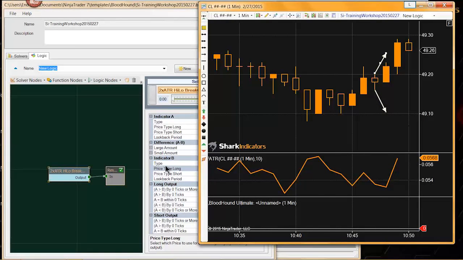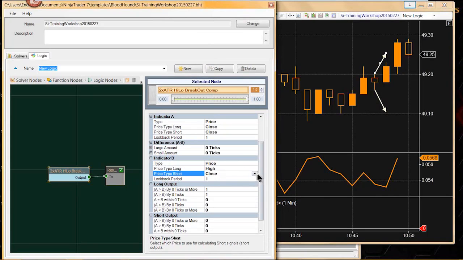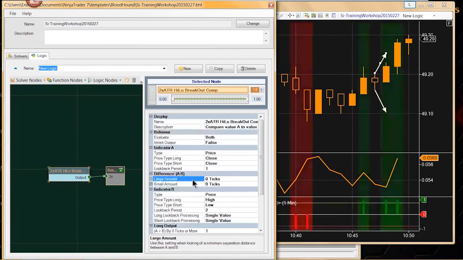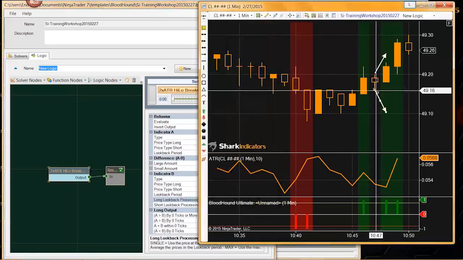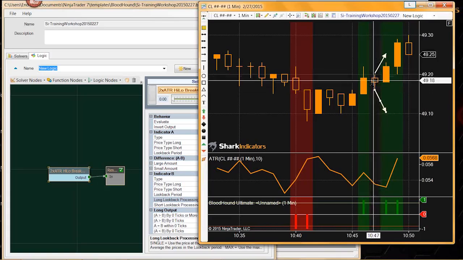So back to my solver here. There we go. I'm using the low price to generate a short signal. Since we're looking at one bar back, our look back needs to be incremented up by 1 to 2 bars. And when we do that, we'll notice a whole new set of options. In this particular case, we're just using a single value. The single value means just look at the price of 1 bar back.